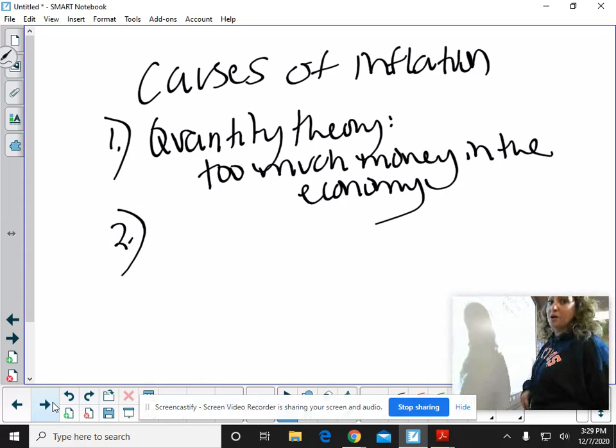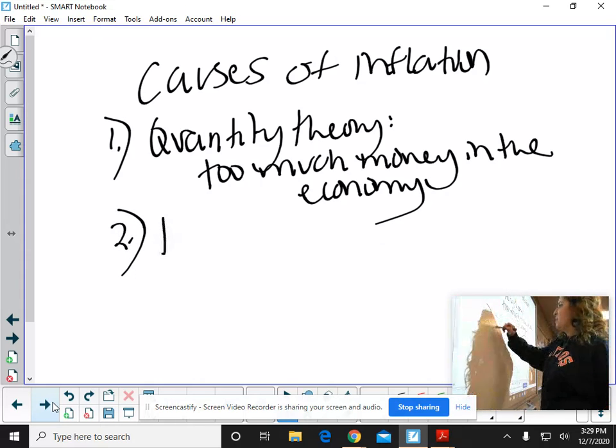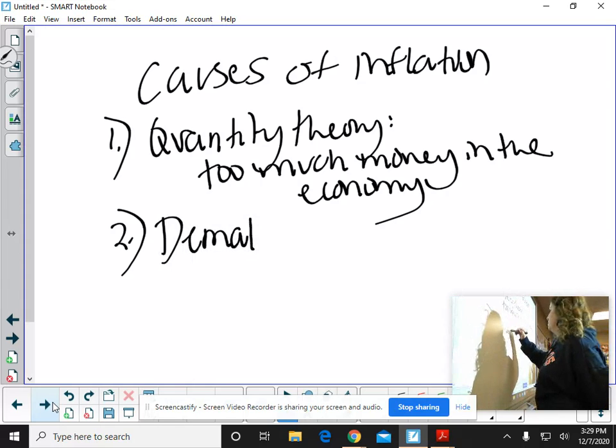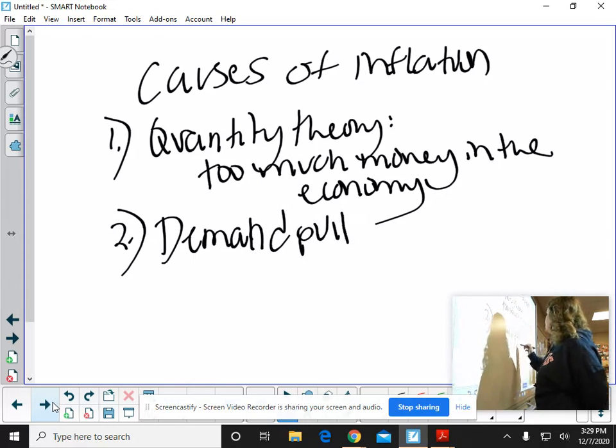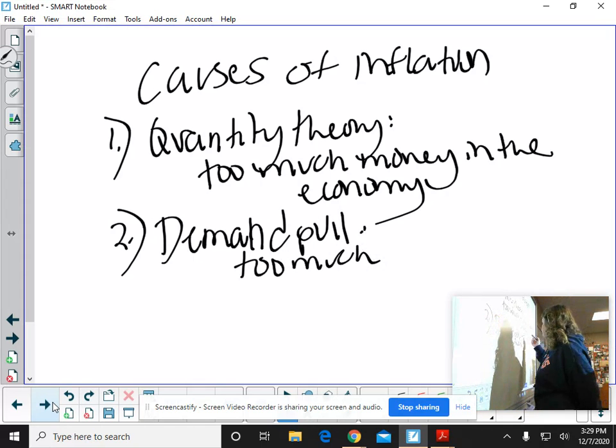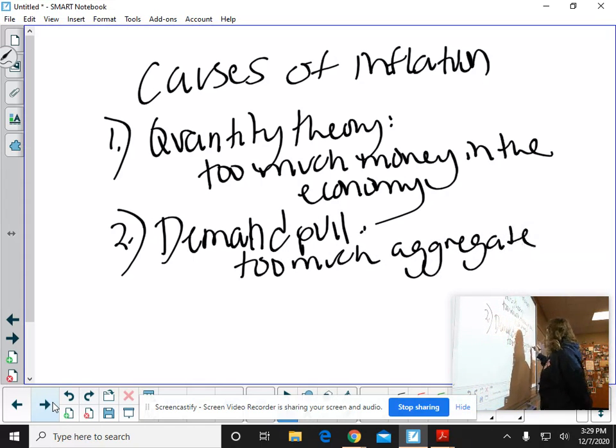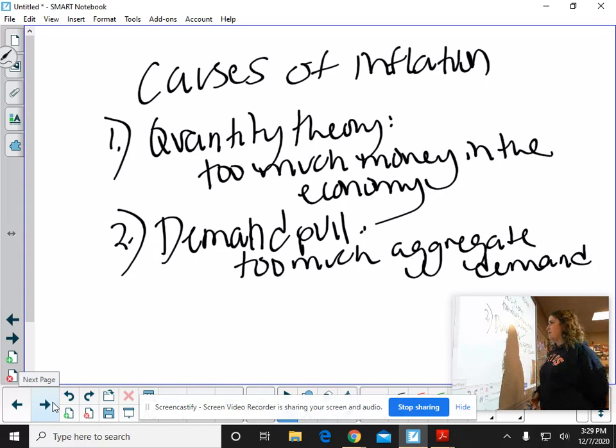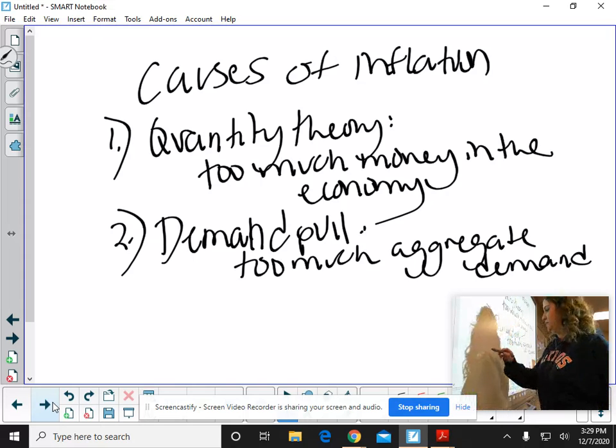There's the other 2 you guys are more familiar with, demand pull. Demand pull inflation, which just means there's too much aggregate demand. There's too much demand. There's too much spending. And maybe there's like the right amount of money, but because of all the spending, once again, businesses look around and think about our aggregate supply and demand graph. When aggregate demand shifts to the right, prices go up.